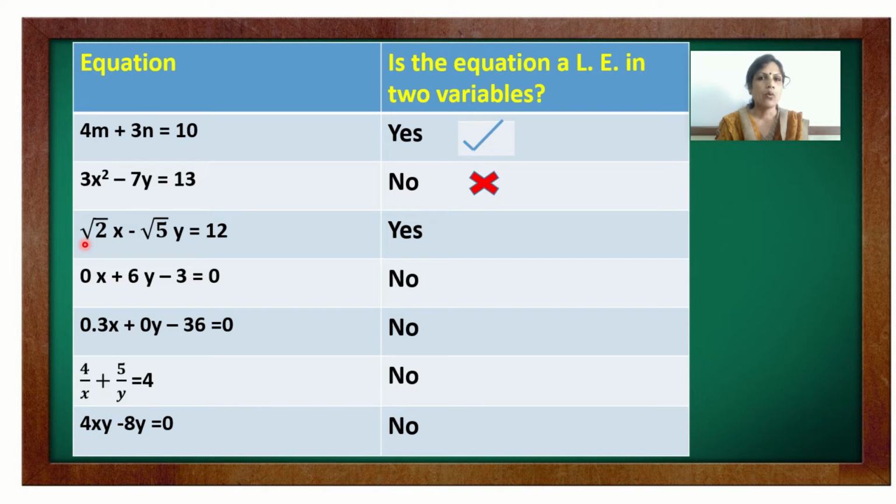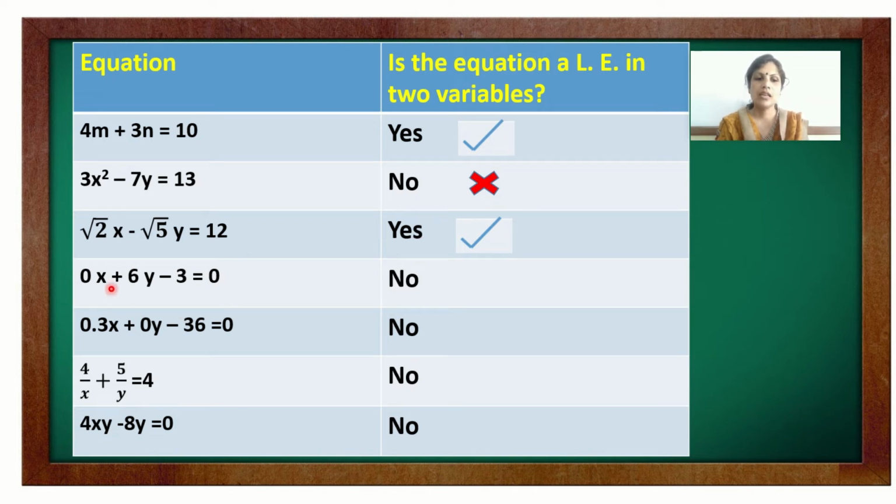Second, square root 2 x minus square root 5 y is equal to 12. Do not get confused. Children get confused here, thinking that since the number is given in square root, probably it may not be linear. Coefficient can be anything. Coefficient can be negative, coefficient can be positive, coefficient can be in the square root sign, coefficient can be a fraction also. The only condition is the variable should have the power equal to 1. So this is a linear equation in two variables.